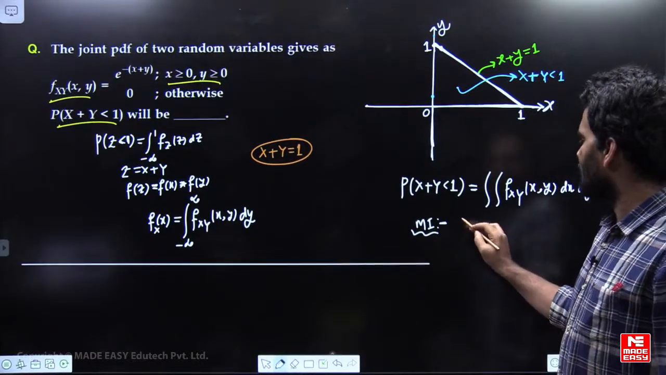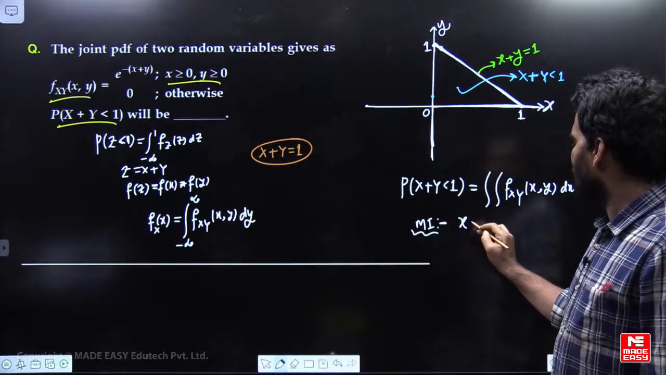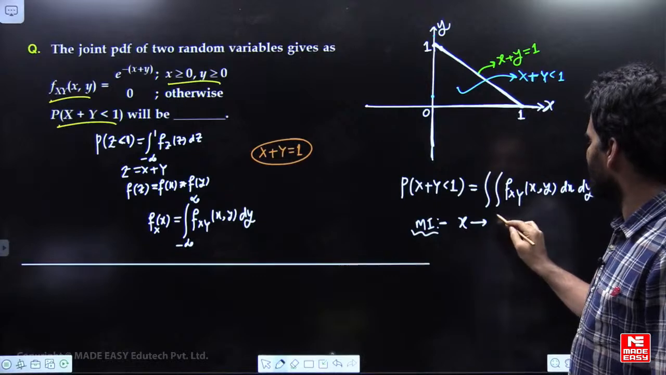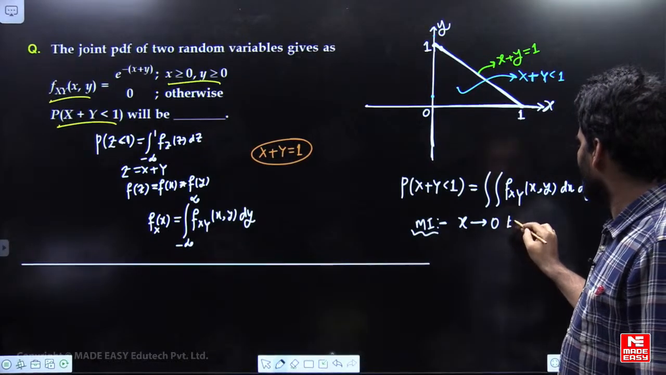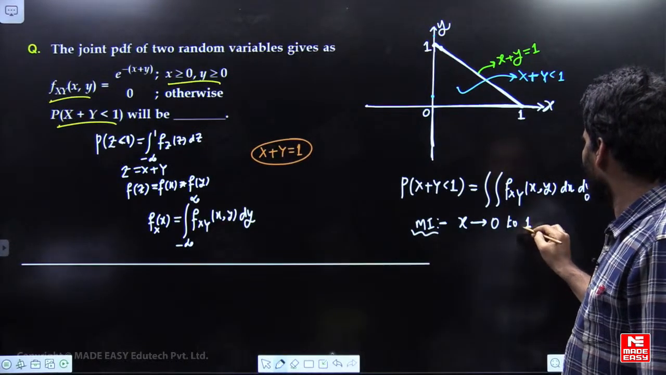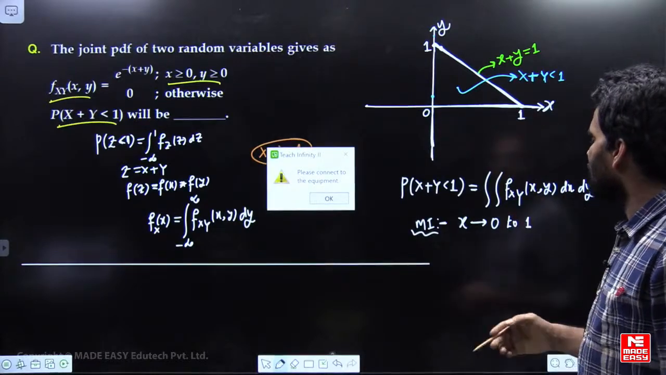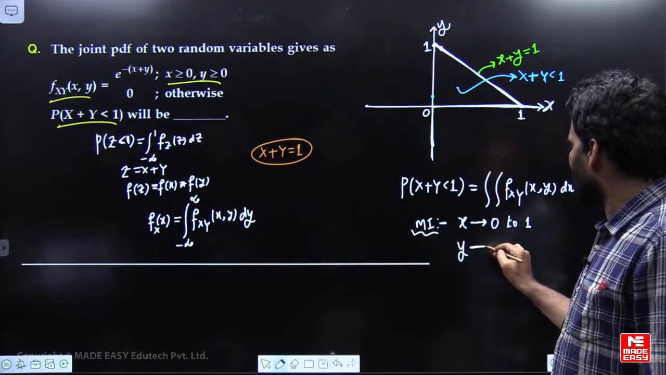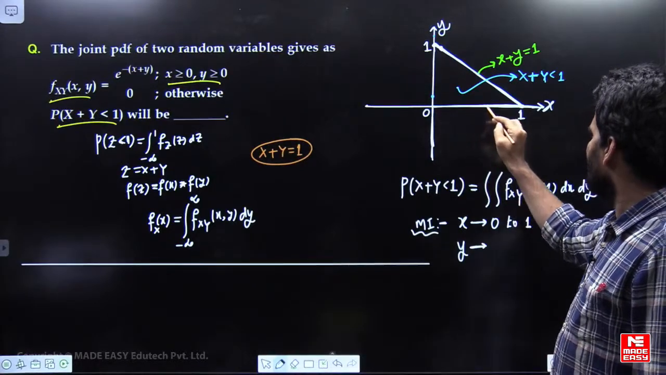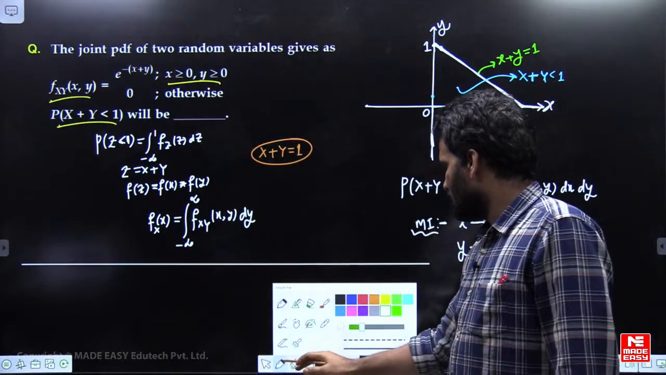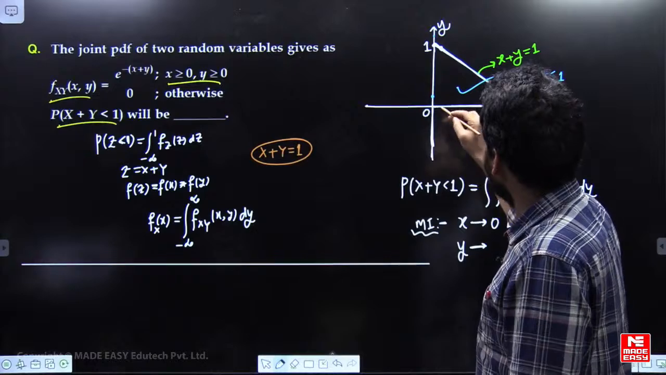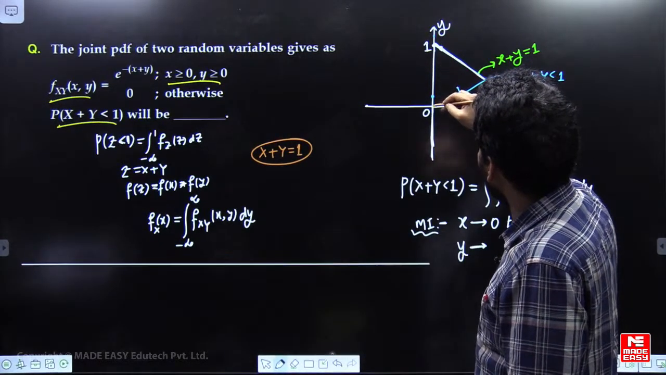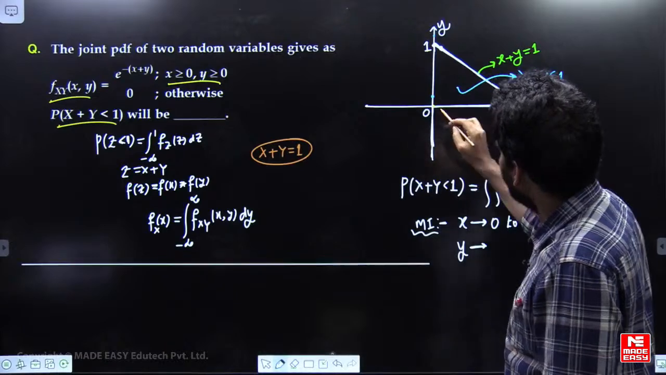If I'm fixing x, what is the range of allowed x values here? 0 to 1. Okay, I fixed x. Then what are the corresponding y values? So I fixed x from 0 to 1, and what are the corresponding y values? See this y value here, if you see, corresponds to this point. So what is the range of y values we expect corresponding to this x value?